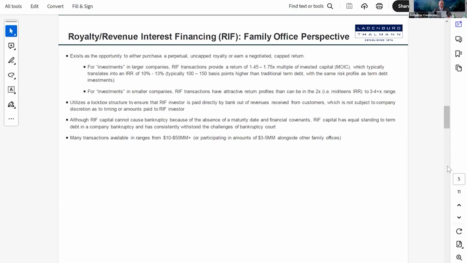For investments in smaller companies, and smaller companies can still be very financially stable and still have huge opportunities, so we're not talking about fragile companies, just smaller companies, the cost of capital, meaning what a family office can earn on one of these investments, can start in the high teens, like a 2x, or it can be 3x or 4x. So you can really earn equity returns with a debt-like risk exposure.